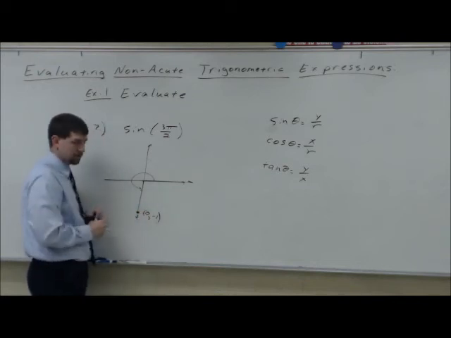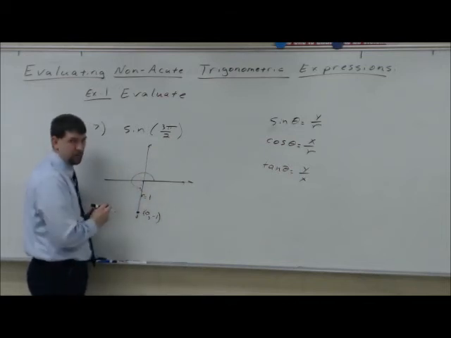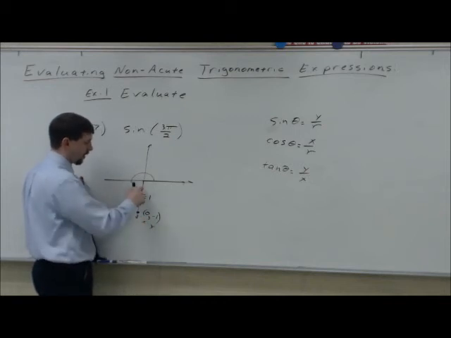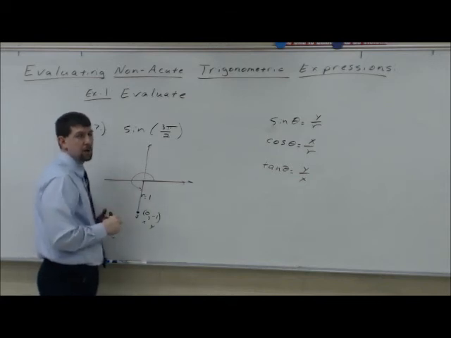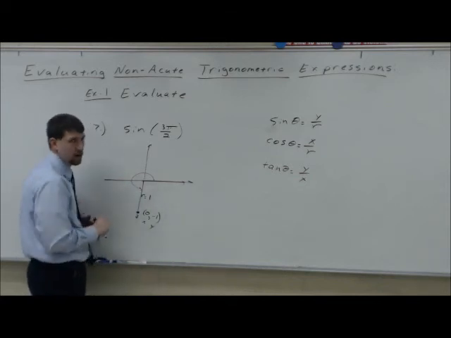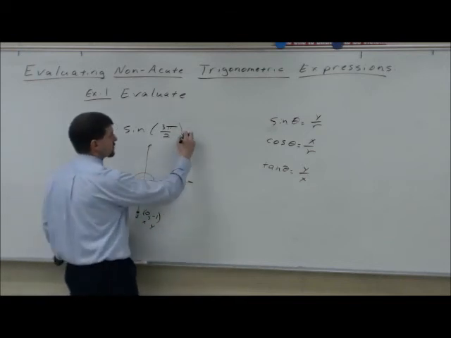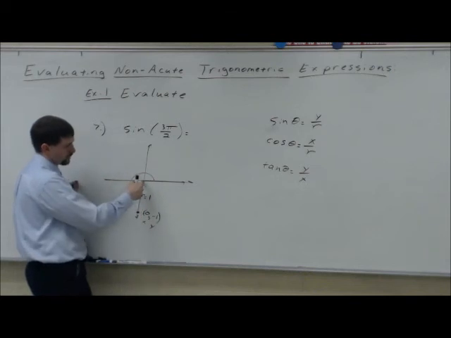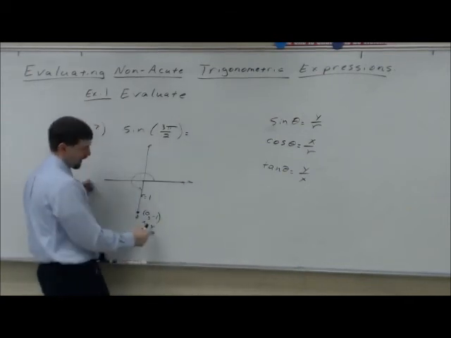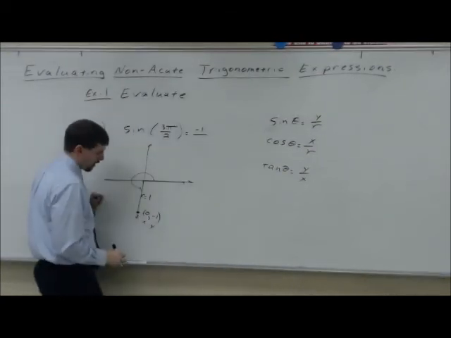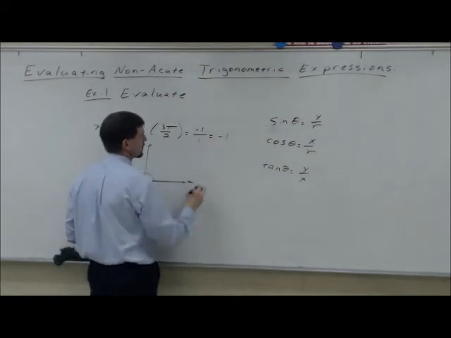(0, -1), over 0, down 1. The r would be positive 1. So we've got our x, we've got our y. r is positive 1 because from the origin to this point is 1. Remember, your r is always going to be a positive value because it's a distance. It doesn't care about direction. The direction is picked up with the x's and the y's. So when I do sine, vertical over the distance, y over r, my y is negative 1. My r is positive 1. So sine of 3 pi over 2 is negative 1.